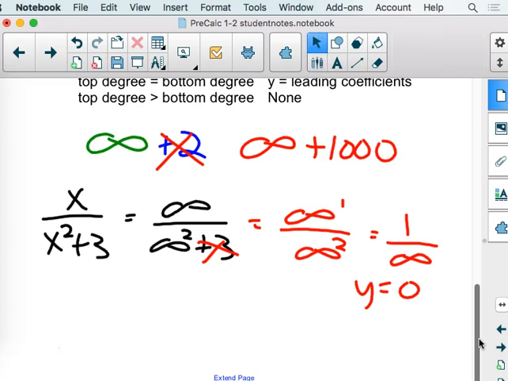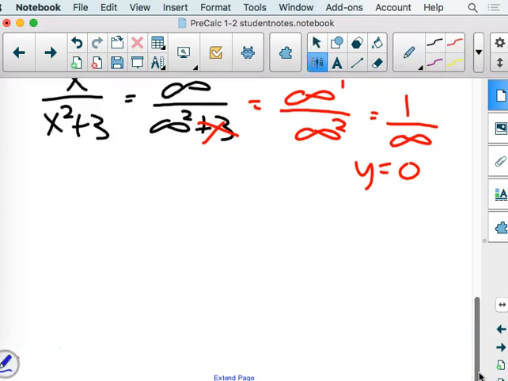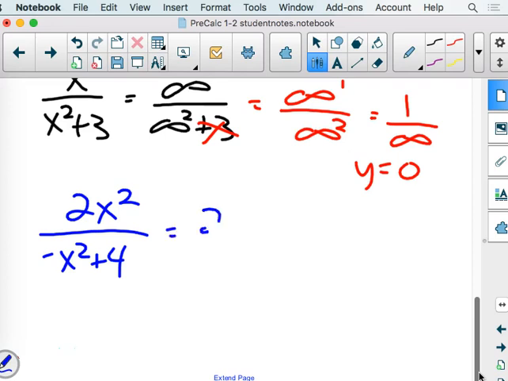Now, if we have a problem where we have the same degree on the top and the bottom, oh, your last one looked like this. That's a good one to use right there. Looks like this. So we use the same kind of thinking, and we say, okay, so this would be 2 infinity squared over negative infinity squared. I'm not writing down the plus 4, because that's spitting in the ocean. Well, it's infinity squared, and it's infinity squared. Those will cancel each other out.